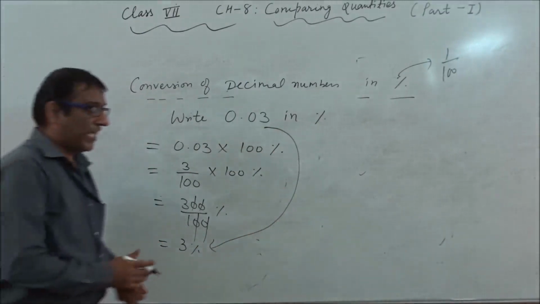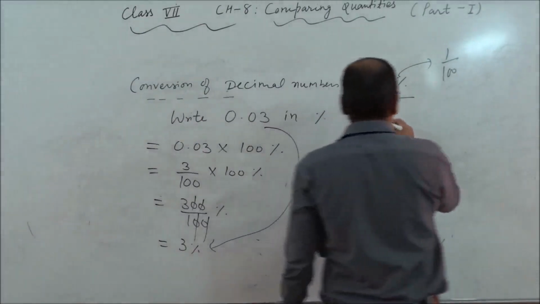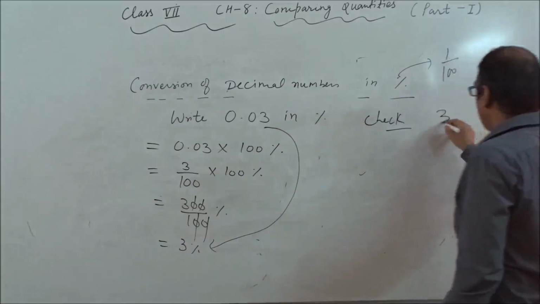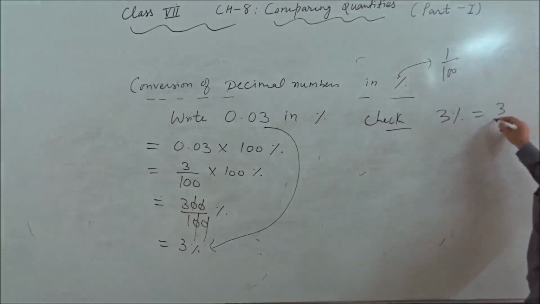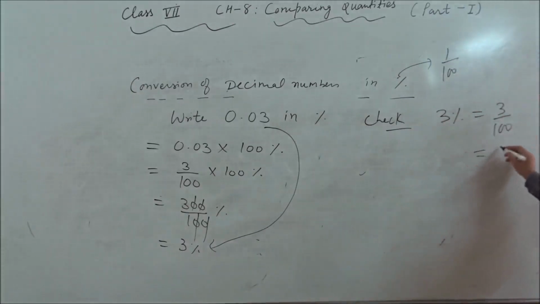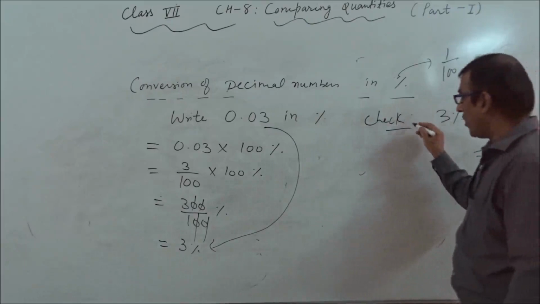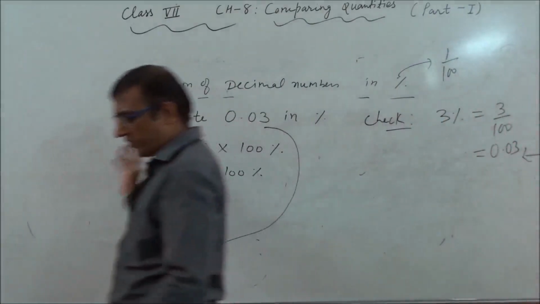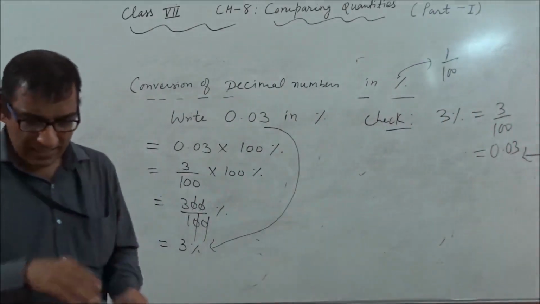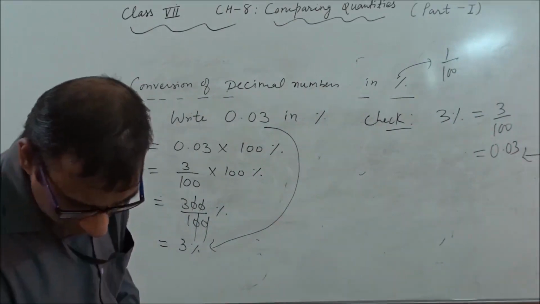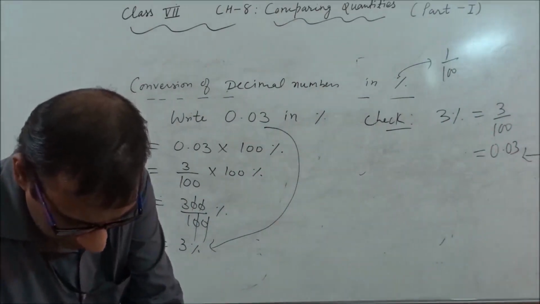And if we want to check our answer, to see whether our answer is correct or not, what we will do? 3% can be written as 3 upon 100, and when we solve it, as per the concept of decimal, we will get 0.03. So this is the cross verification of these questions also. So this is the conversion of decimal number in percentage.